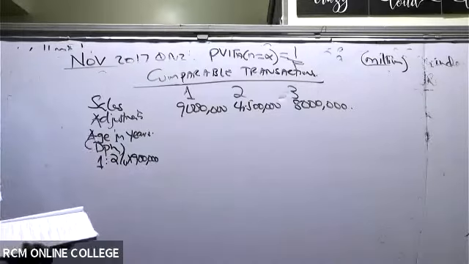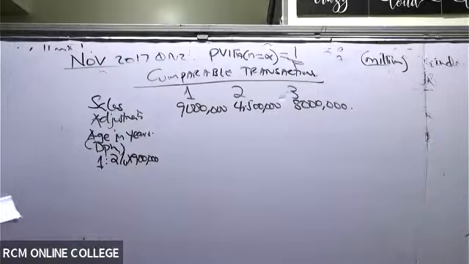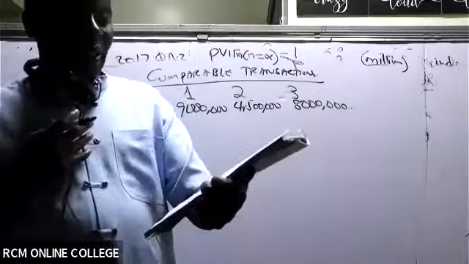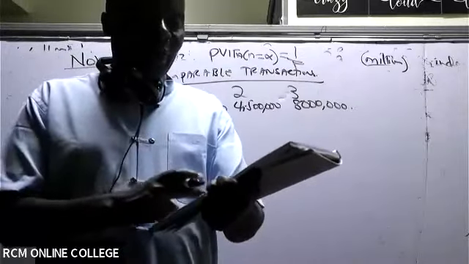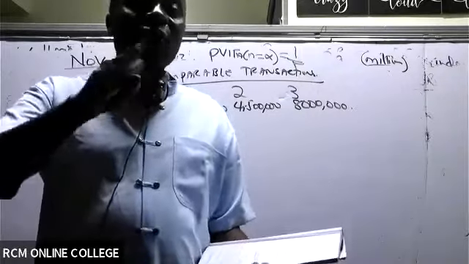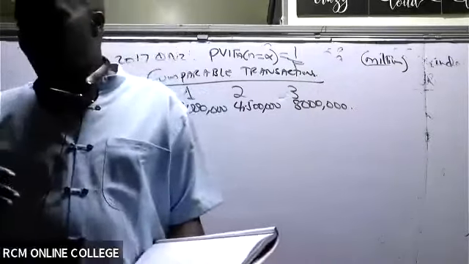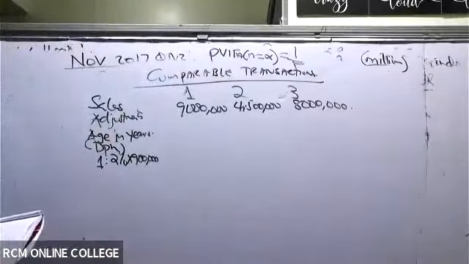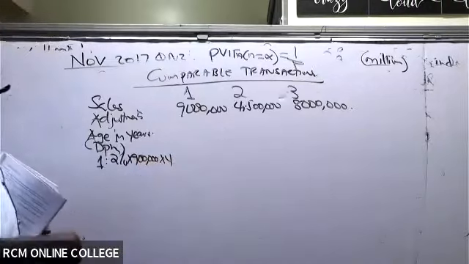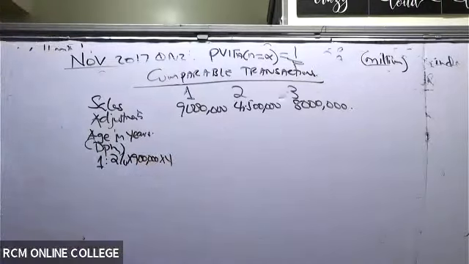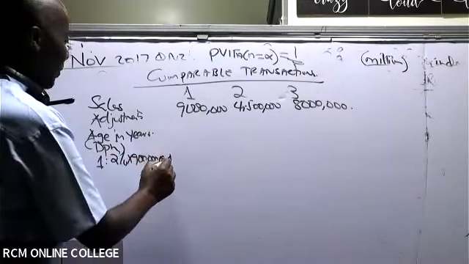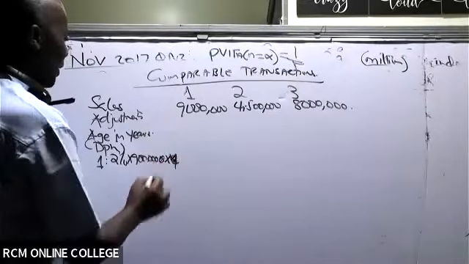Age difference. You can see our subject property currently is a 5-year-old property, and property number 1 is 9 years. Remember, in sales comparison, we're looking at differences. So this one is older than ours by 4 years. The total depreciation there will be 2% times 9 million, times 4 years.